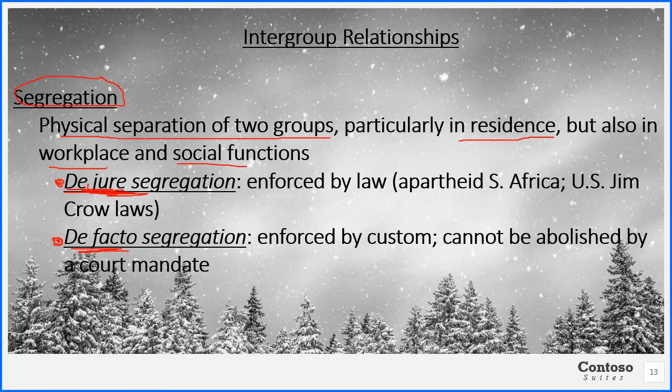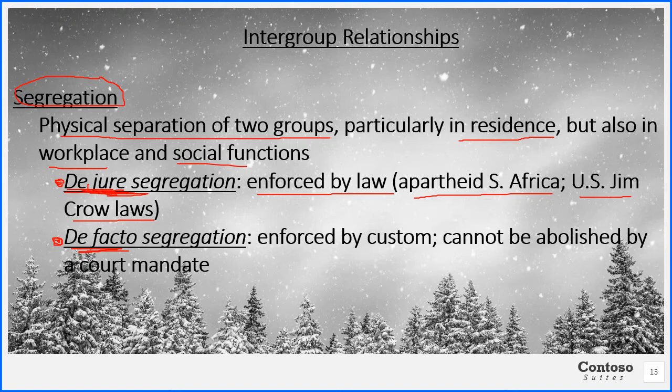What do courts deal with? They deal with the law. So de jure segregation is segregation that is enforced by the law. So again, how it was in the US during the Jim Crow era before it got outlawed, or again in apartheid South Africa. That kind of segregation was backed by the legal system.